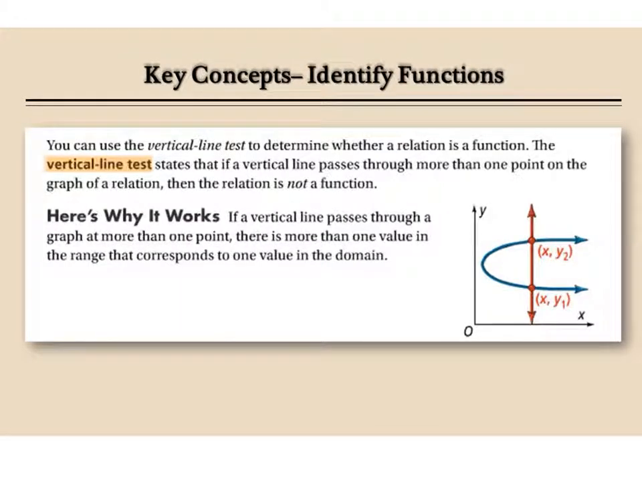Another way you can identify a function is by using the vertical line test. The vertical line test says that if a vertical line can pass through more than one point, then it is not a function. Notice this point is on this vertical line. There are 2 points. That is not a function.